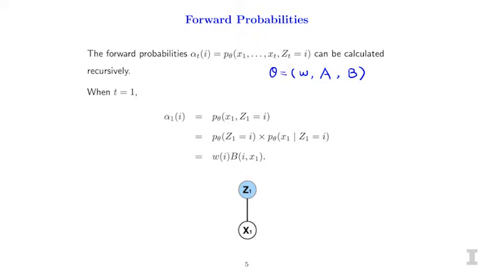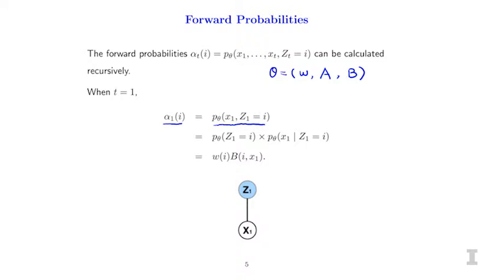So let's start with t equal to 1. How are we going to compute alpha sub 1 of i? By definition, it is a joint probability of observing data x1, and we also know that z1, the latent state, is equal to i.